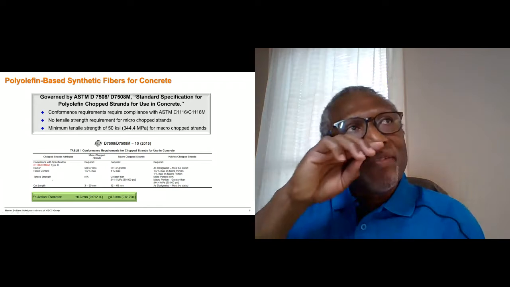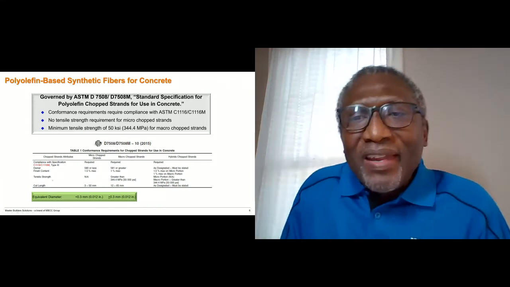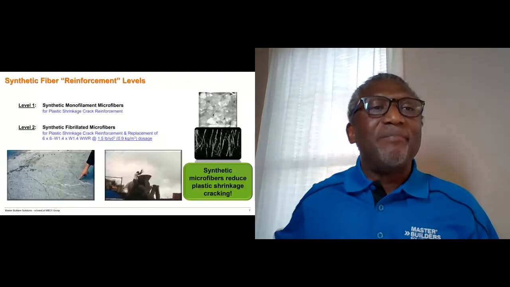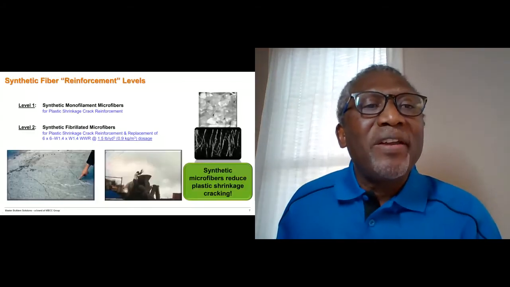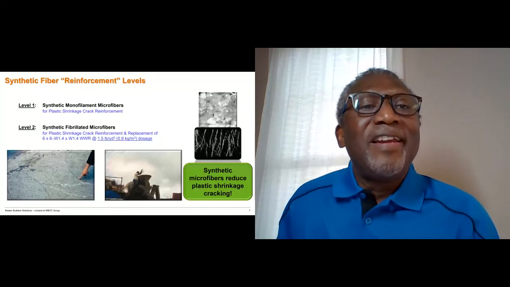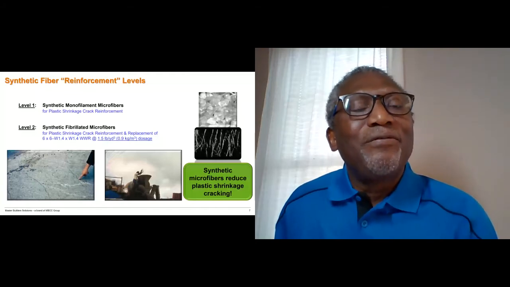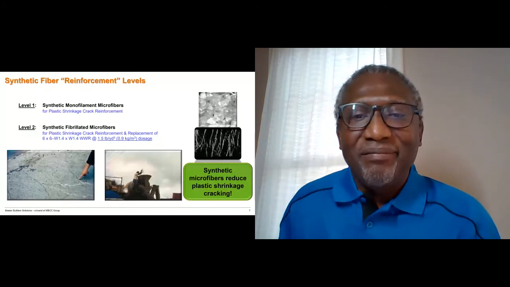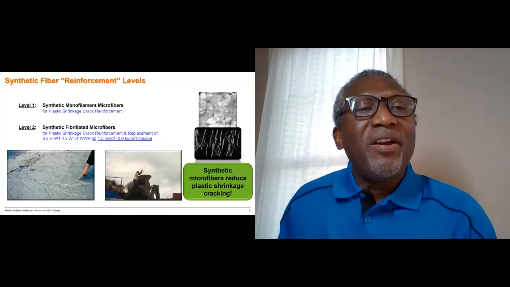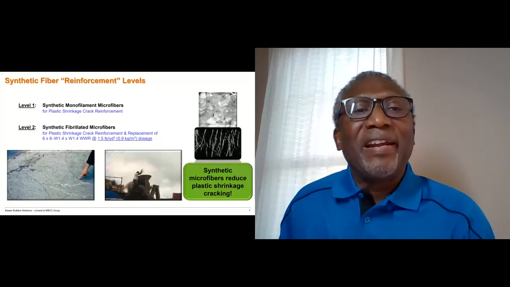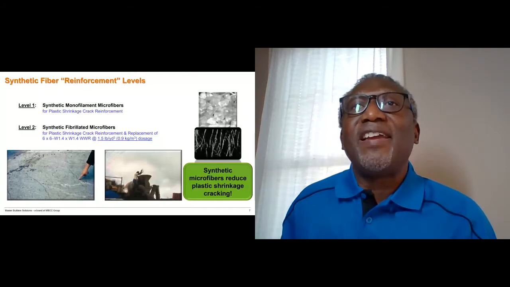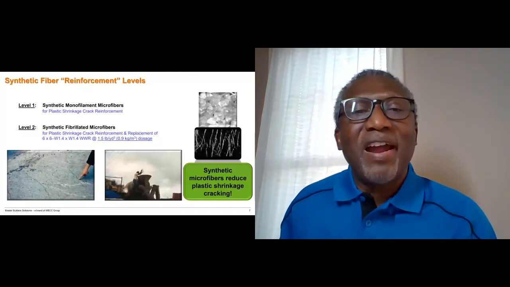Now, there are different levels of synthetic fiber reinforcement, and I typically break them down into 4 levels, and I'm showing the first 2 levels here. Level 1, what we call the synthetic monofilament microfibers. Now, these are fibers that are used for plastic shrinkage crack reinforcement. And then level 2 will be what we call the synthetic fibrillated microfibers. They look like a fishnet, as you can see in this photograph on the right-hand side in the middle.